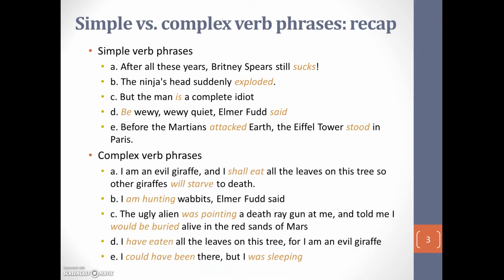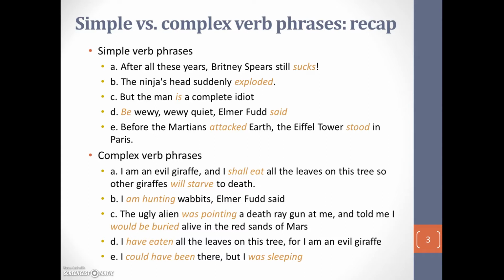Here are some examples of complex verb phrases. So we can see we have several orange words. So for instance, the first one, I am an evil giraffe and I shall eat all the leaves on this tree. So eat is obviously the main verb. It describes an action, and then shall is an auxiliary verb, and it's also a modal verb.